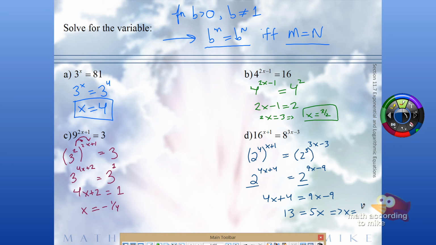So again, all four problems on the slide are exponential equations because the variable is in the exponent, and we were able to write both sides as a common base. So according to the one-to-one property, we set the exponents to be equal.